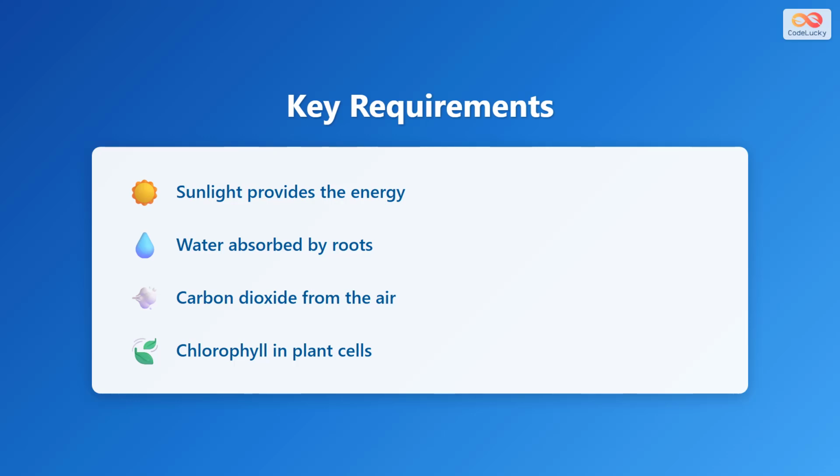For photosynthesis to occur, 4 key ingredients are needed. First, sunlight provides the energy that powers the entire process. Second, water is absorbed by the plant's roots from the soil. Third, carbon dioxide is taken in from the air through tiny pores in the leaves called stomata. And fourth, chlorophyll, which is the green pigment found in plant cells, acts as the molecular machinery that captures light energy and drives the chemical reactions.